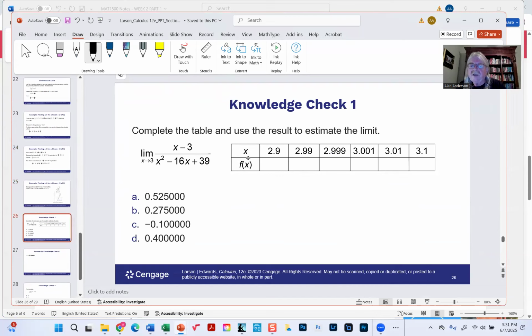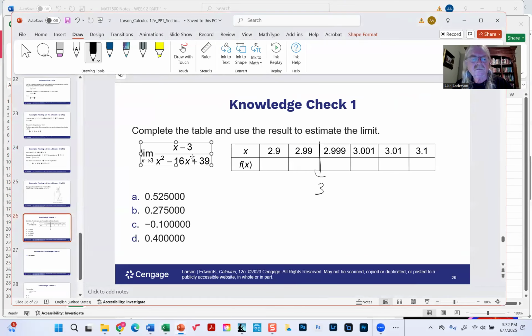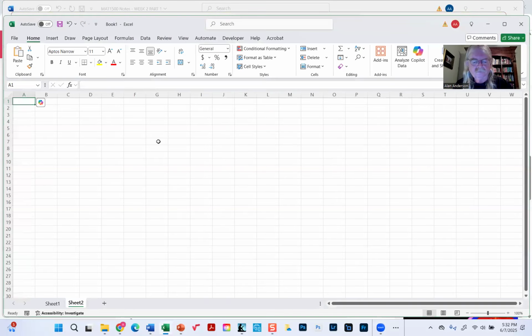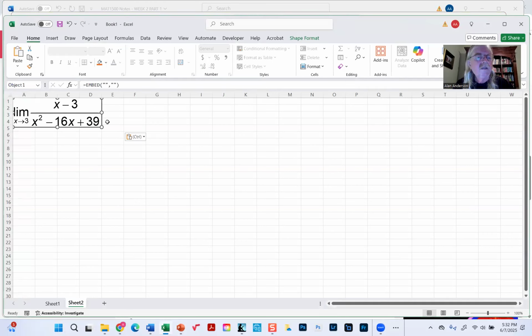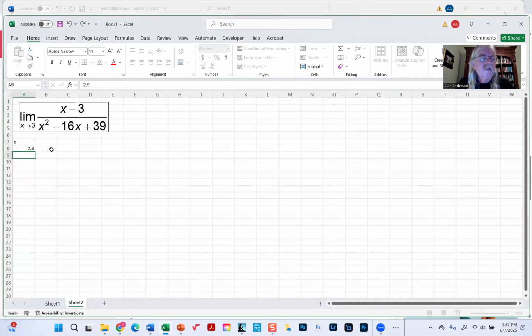Now, here's one where they would like us to plug in some numbers and use that to come up with an answer. You can see what's happening here is they're getting awfully close to 3. I guess we could throw these into Excel real fast. So the values they want us to use are 2.9, 2.99.